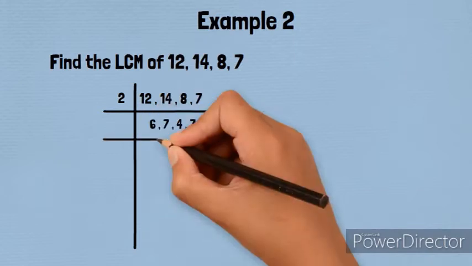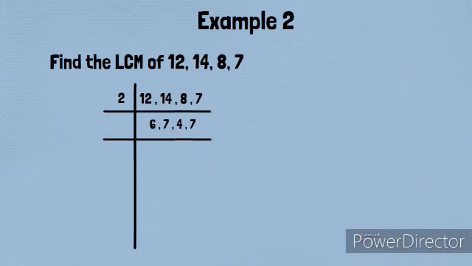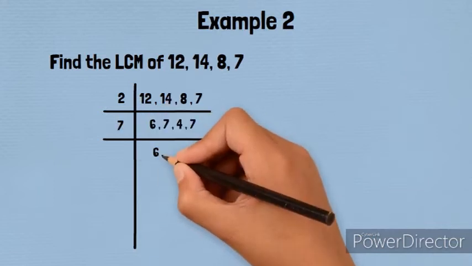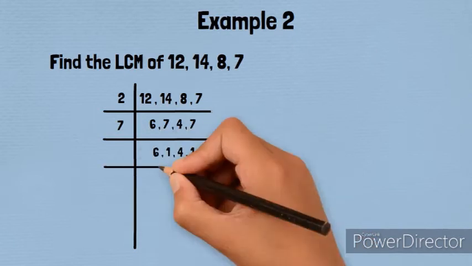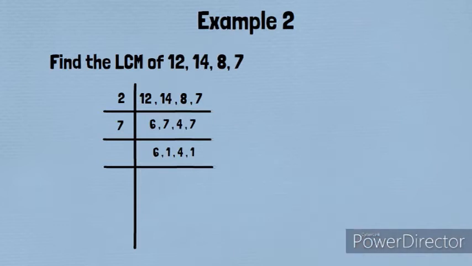Now let's divide these numbers by 7. 6 cannot be divided by 7, so we bring down the 6. 7 divided by 7 gives us 1. 4 cannot be divided by 7, so we bring down 4. And again, 7 divided by 7 gives us 1.